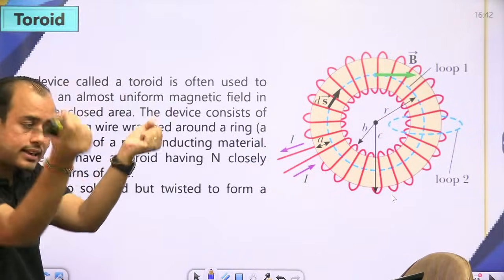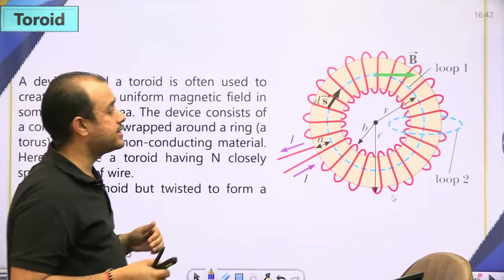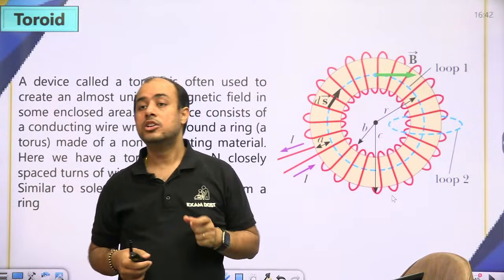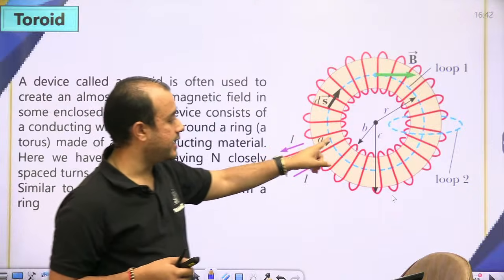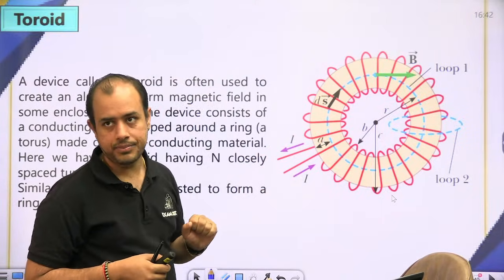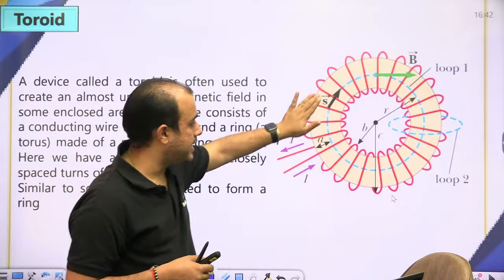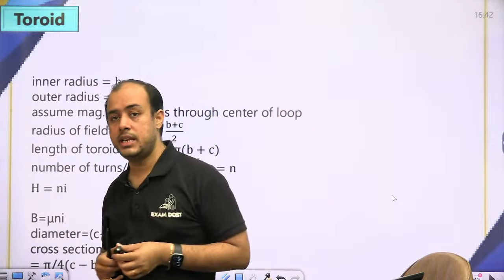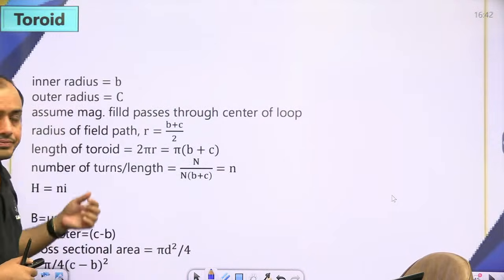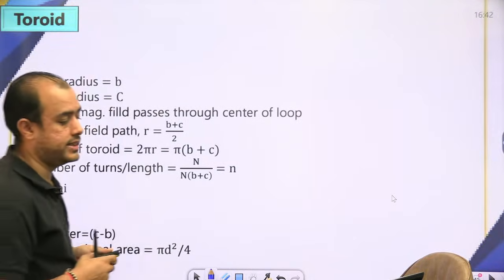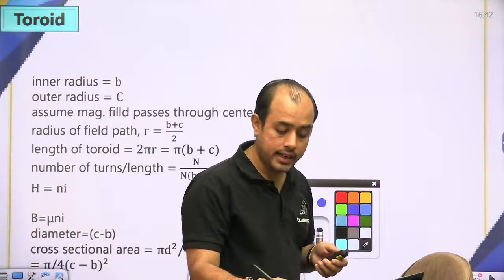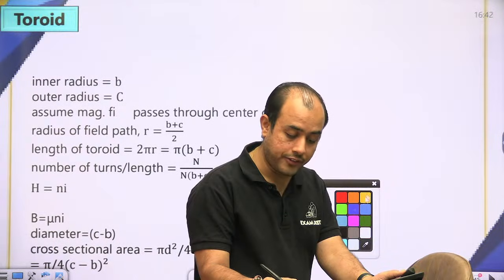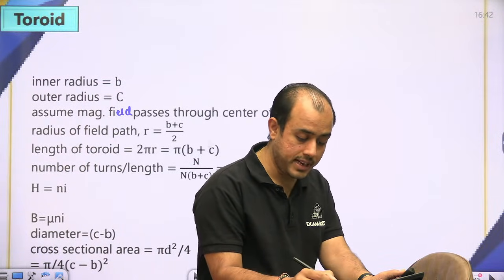Similarly, if you make a circular solenoid, that is, you are winding the wire over a donut, then it is called a toroid. A toroid has two radii, the inner radius B and the outer radius C. So you take a mean radius, the radius passing through the center. The mean radius is (B plus C) by 2. We are assuming that the magnetic field is passing through the center of the loop, so the radius of the field path is called the mean radius.